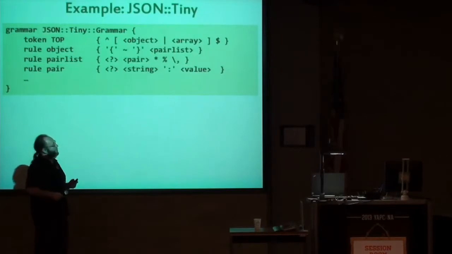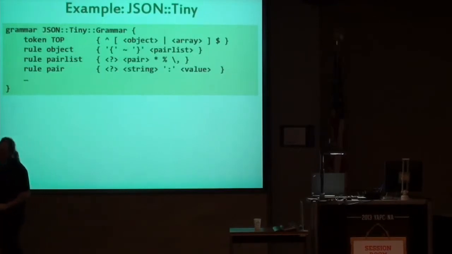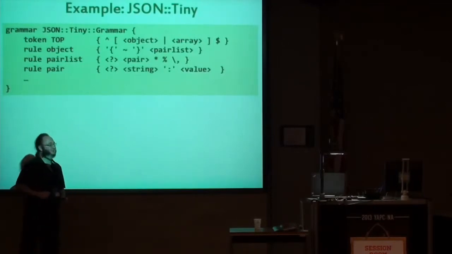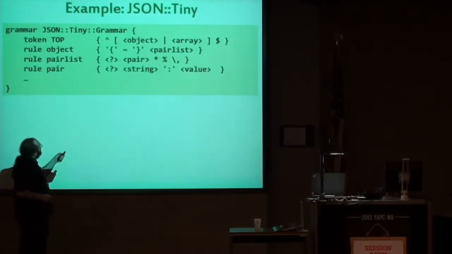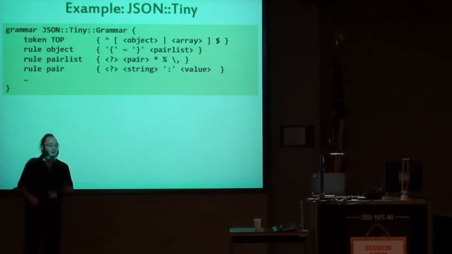And then they can have commas between them, which is what that % comma does. It just says there can be commas that go between each of these pairs. And a pair is a string, a colon, and a value.